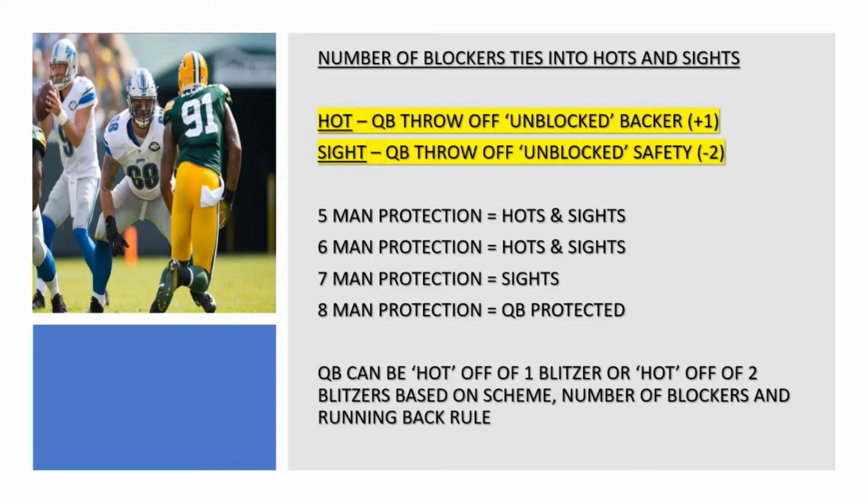Now, if you've got a 7-man protection, there should be no hots. You should have the ability to pick up Will, Mike, and Sam, and then the only problems become off the boundary safety or boundary corner. And then if you're in an 8-man protection, the quarterback should be protected. So that's just a little thought process for you.